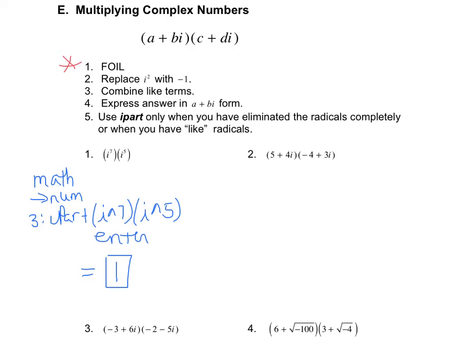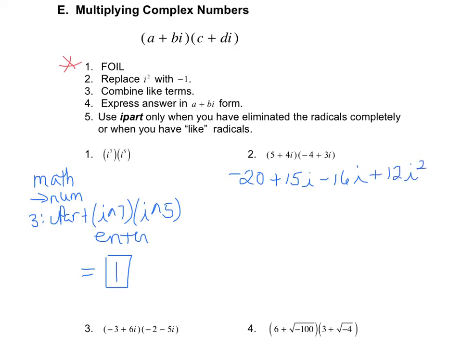So first would be 5 times the -4 is a -20. Outer, 5 times +3i is going to give me 15i. Inner, 4i times the -4 is going to give me a -16i. Last, +4i times a +3i is going to give me a +12i squared.